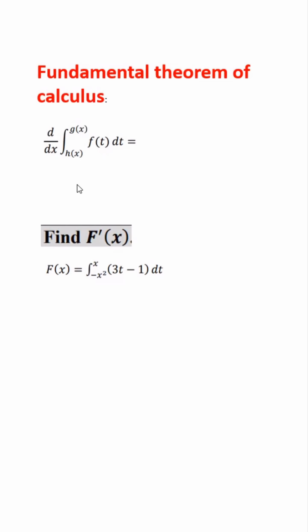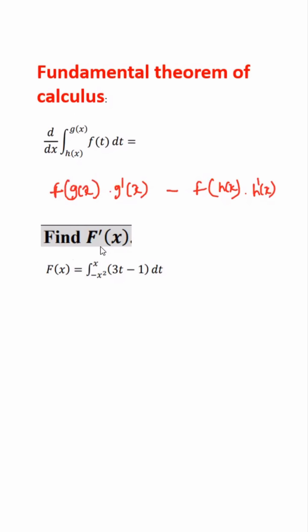So the answer for this part would be, first we'll pick g of x and plug it into f of x, times, applying the chain rule, g prime of x, minus. Then we'll take the lower bound, plug it into the function, times the derivative of h of x. Now let's see some examples.